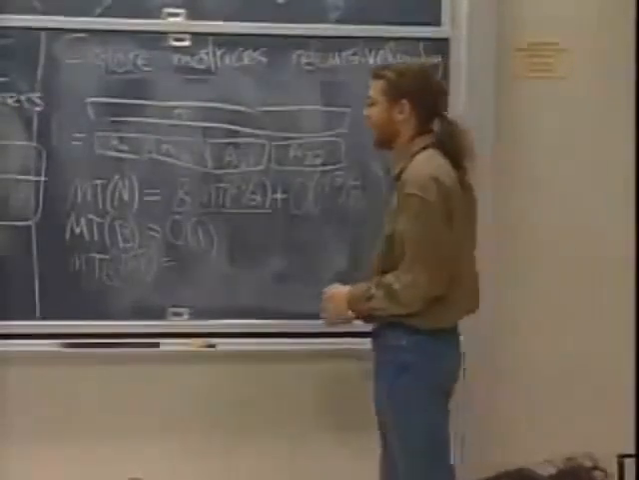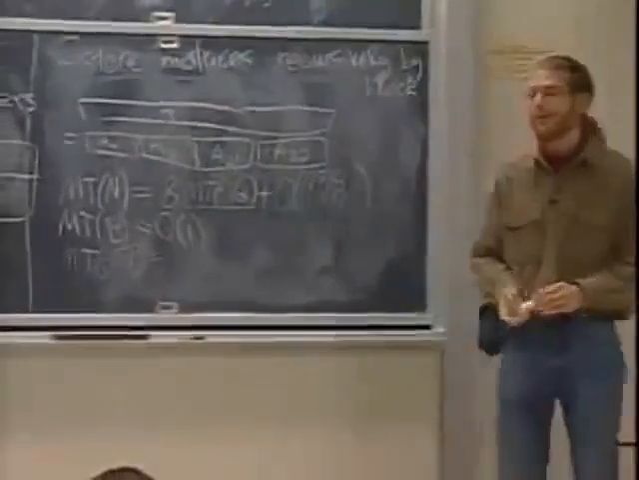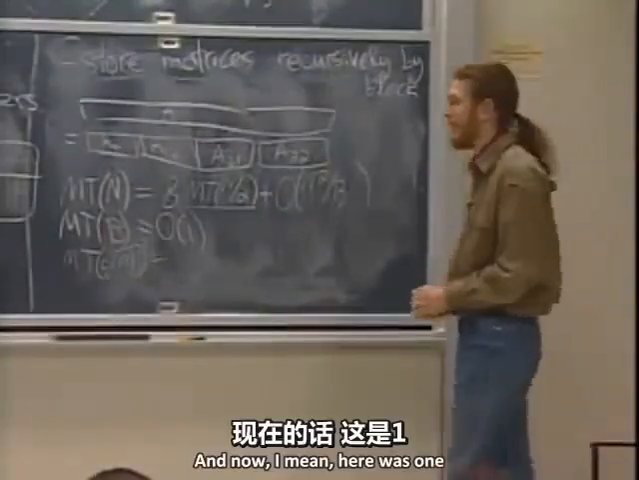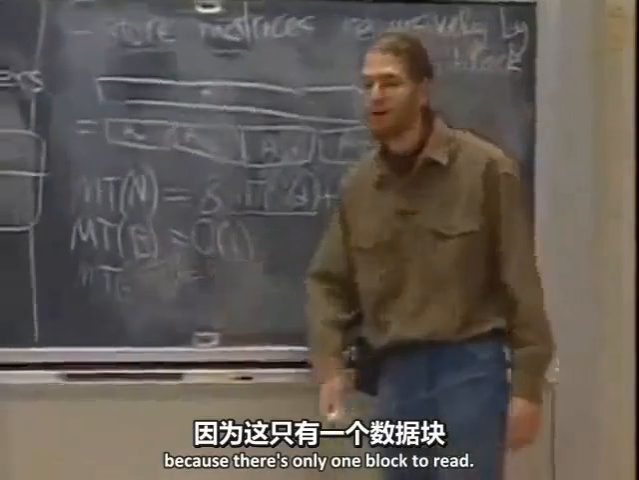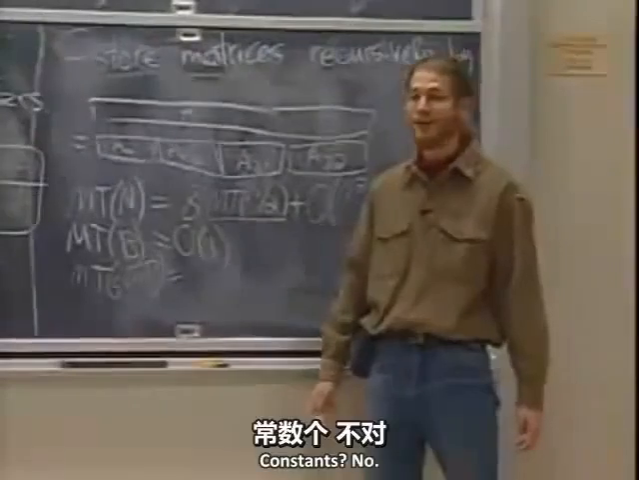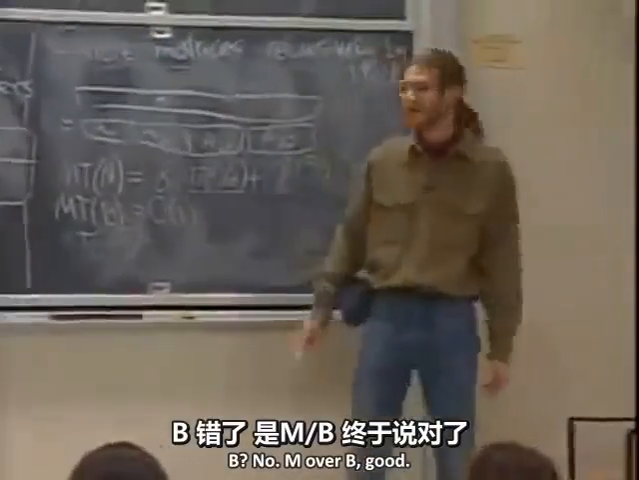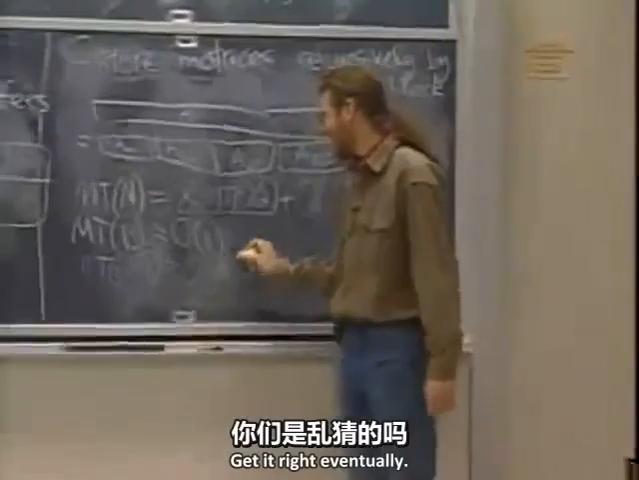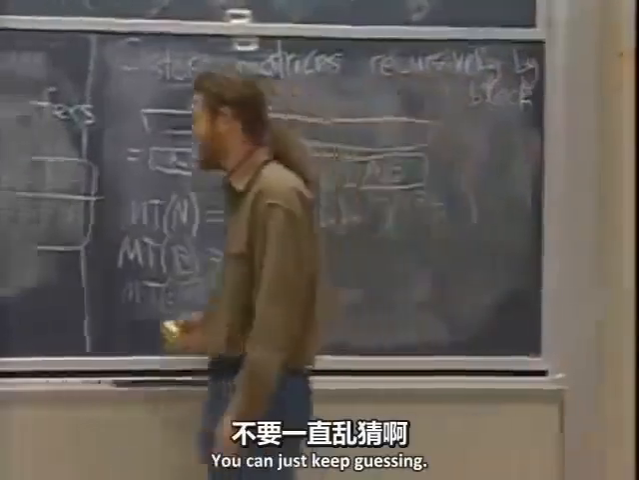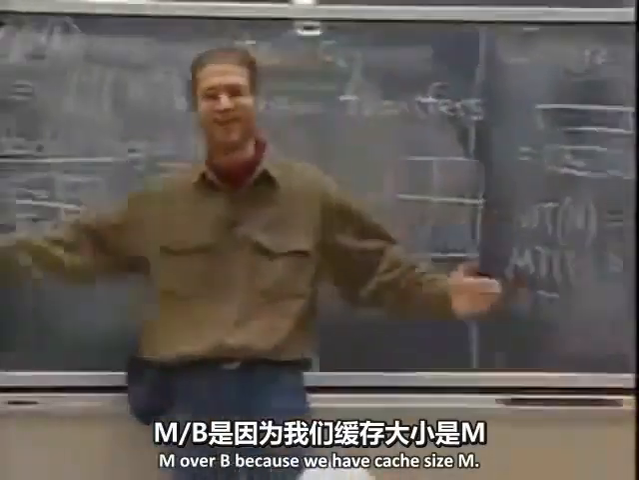1. It's a bit too small. Because I do have to read the problem in. And now, I mean, here it was 1 because there's only 1 block to read. Now, how many blocks are there to read? Constant? Nope. B? Nope. M over B, good. Get it right eventually. It's a great thing about thinking with an oracle. You can just keep guessing. M over B, because we have cache size M.